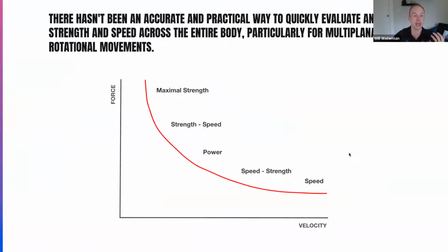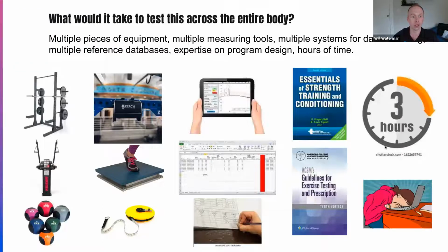But there just hasn't been an easy and efficient way to measure strength and speed across the entire body, especially with multiplanar movements. And so obviously that's what Proteus is trying to do. And if you were trying to do this without Proteus, this is just an example of all the different stuff you probably need to be able to do what we've done with this new feature, right?